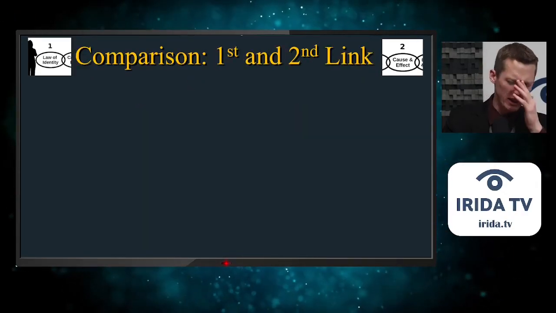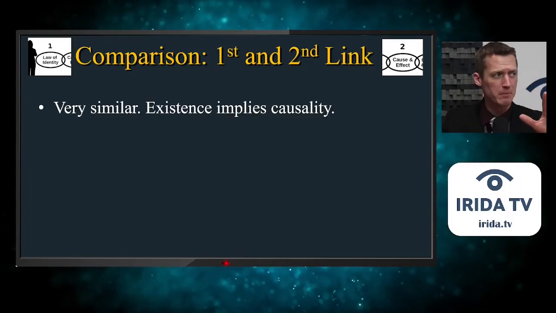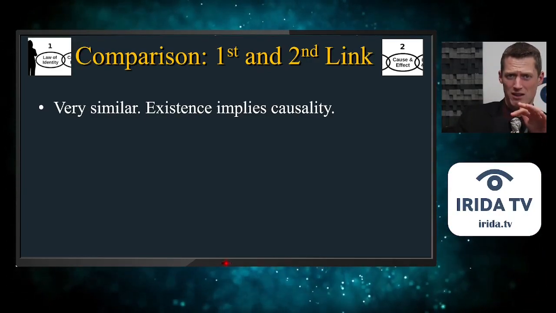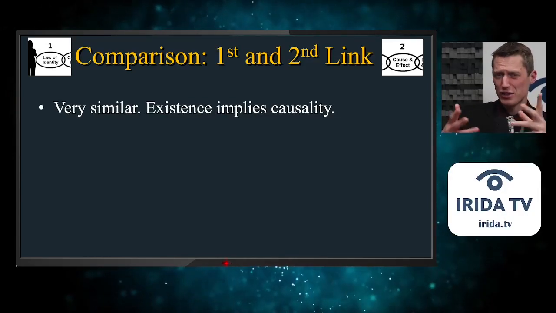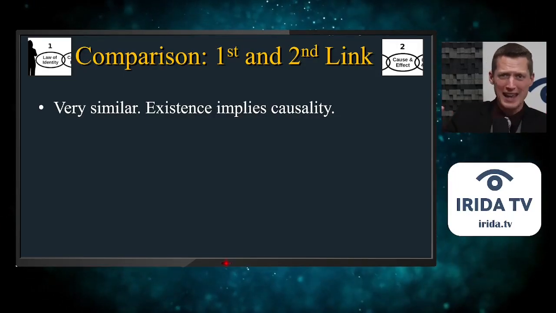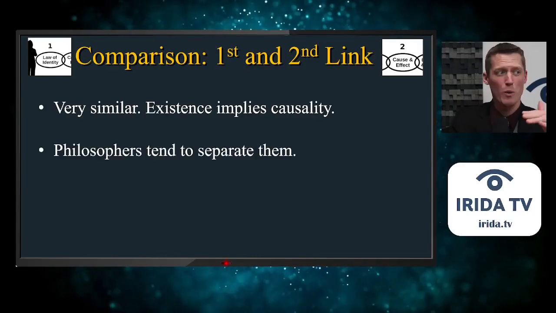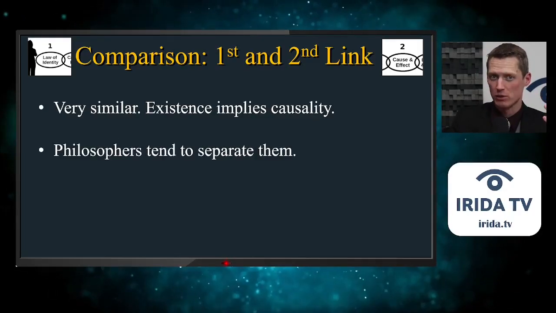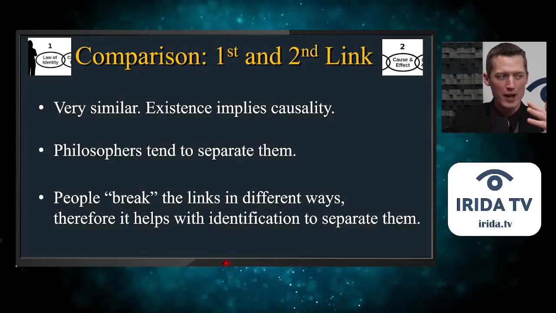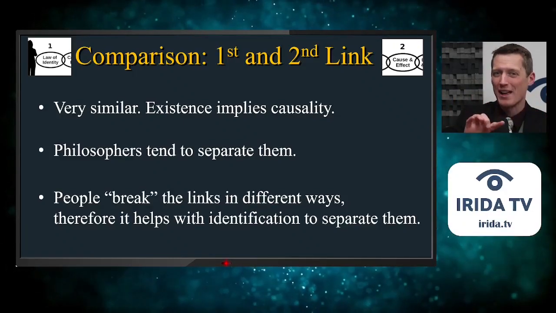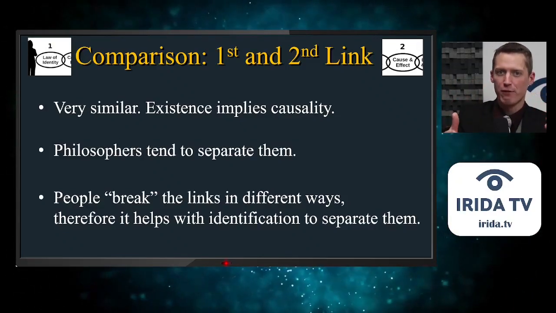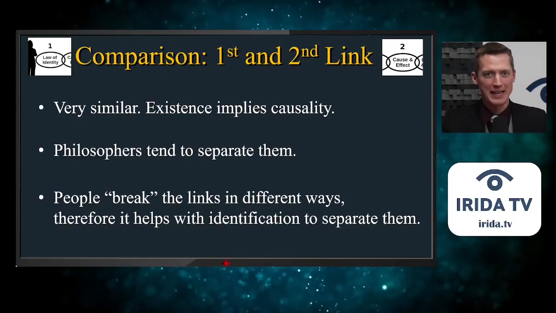Because links one and two are so similar, I do want to address briefly that they're kind of the same thing. If things exist, existence implies that those things are doing something, which implies cause and effect. You really can't remove one from the other. The reason I've broken it down this way is, first off, philosophers tend to separate these two things, and in everyday interactions people break these different links in different ways. So I think it is useful to look at these as two different patterns that can be attacked when we're looking for people who are attempting to push off being held accountable for their own responsibility.